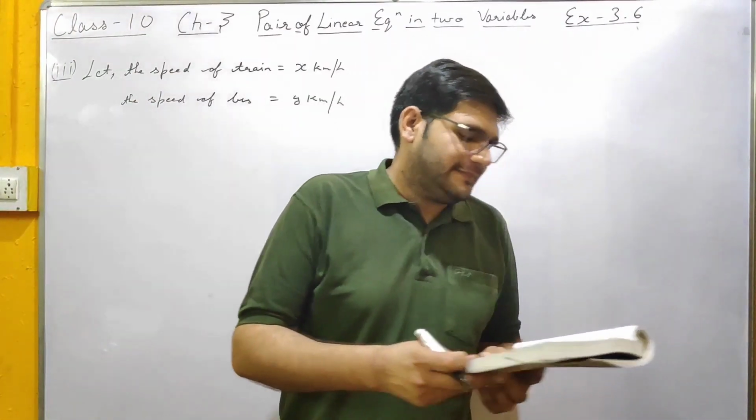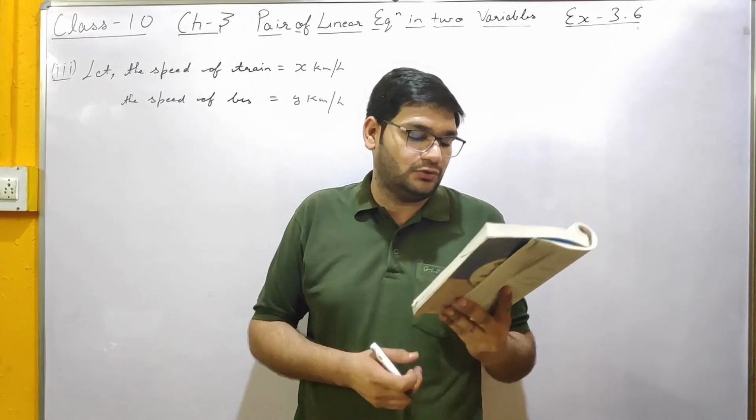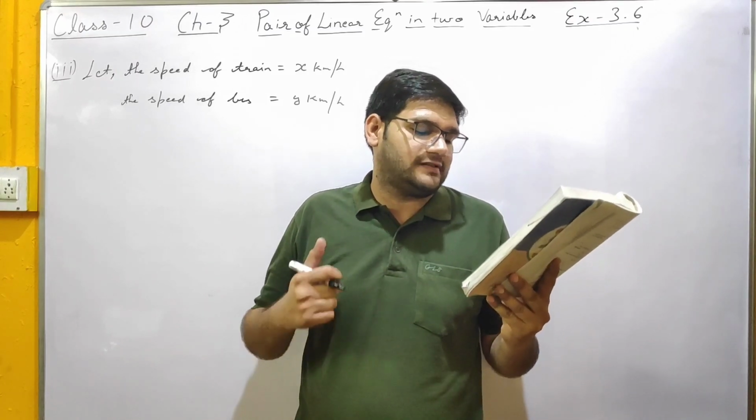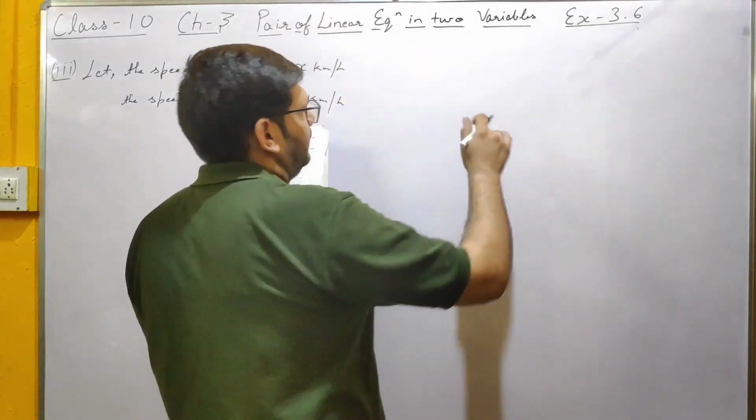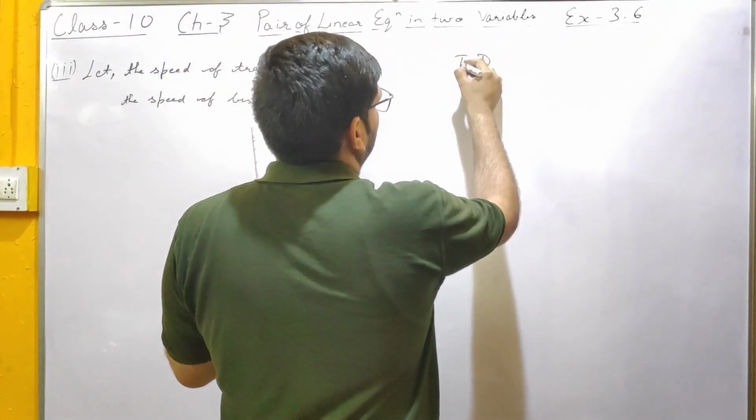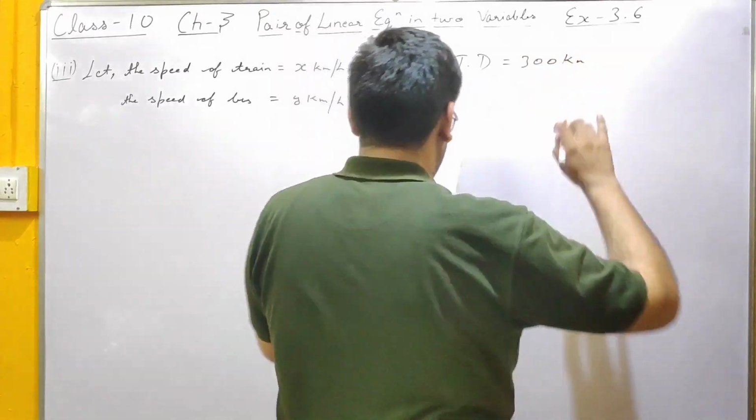Now the last part, that is the third part of exercise 3.6, question number 2, third part. Ruhi travels 300 kilometers. Dear students, I am just telling it roughly. First of all, the total distance is given: Ruhi travels 300 kilometers.